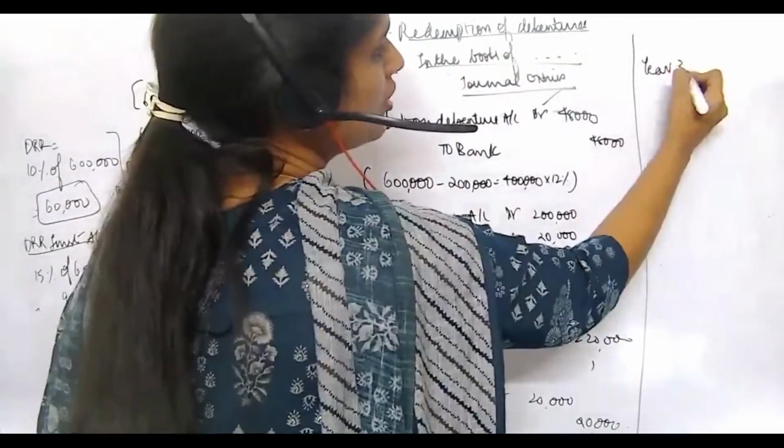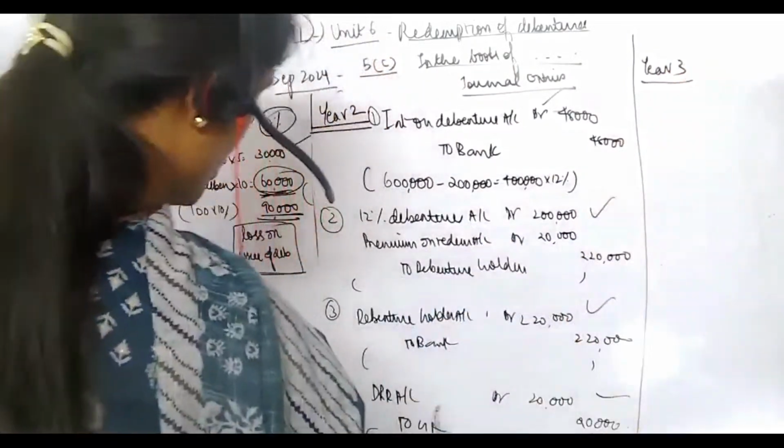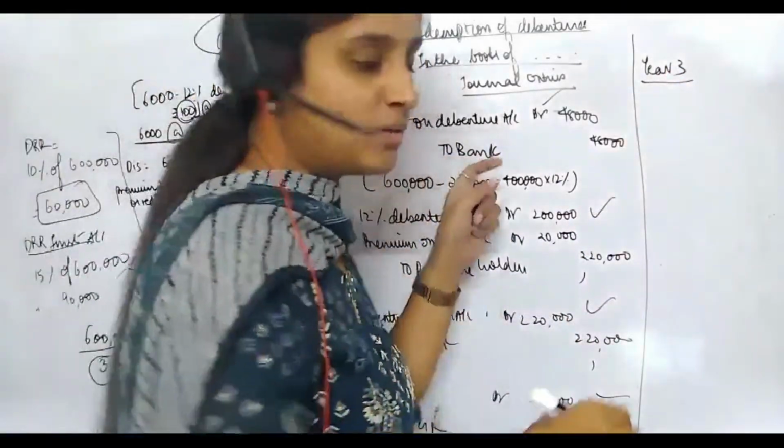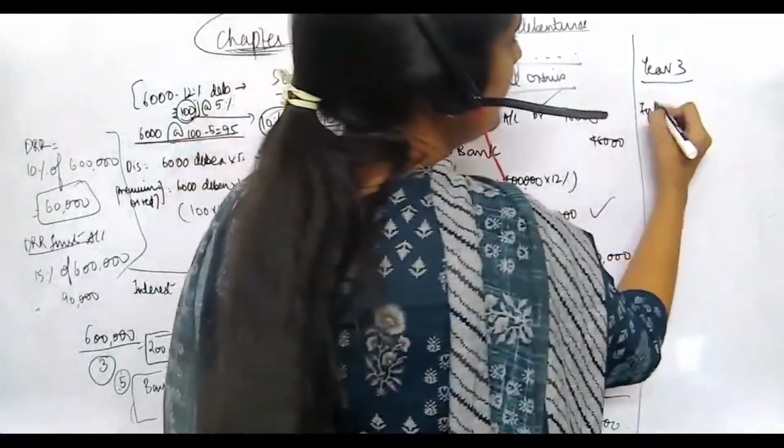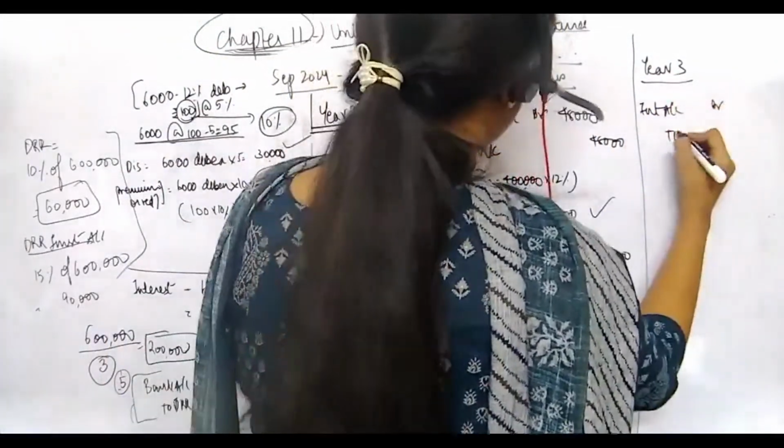Year 3 also, these entries will remain the same. No change. Only the interest entry will now change. What will happen to the interest? Interest account debit to the bank.